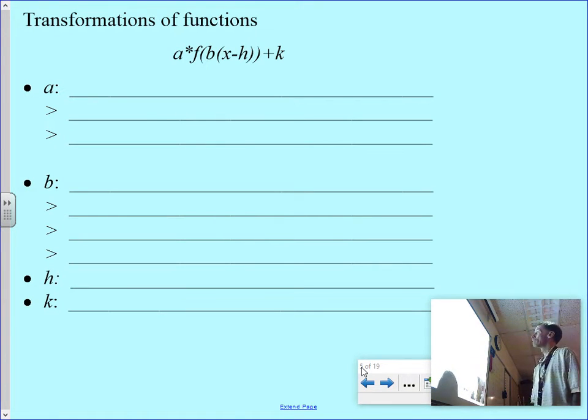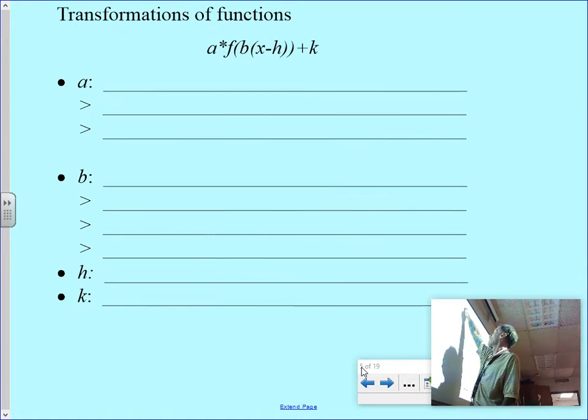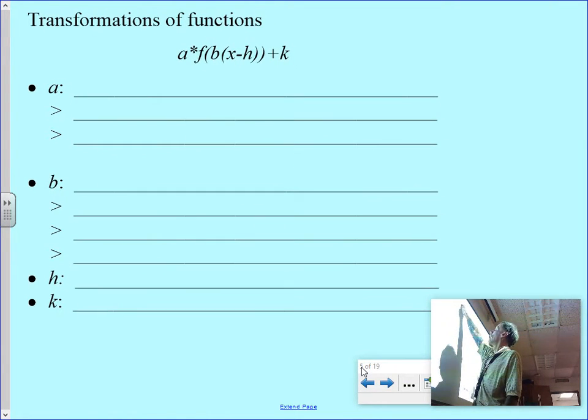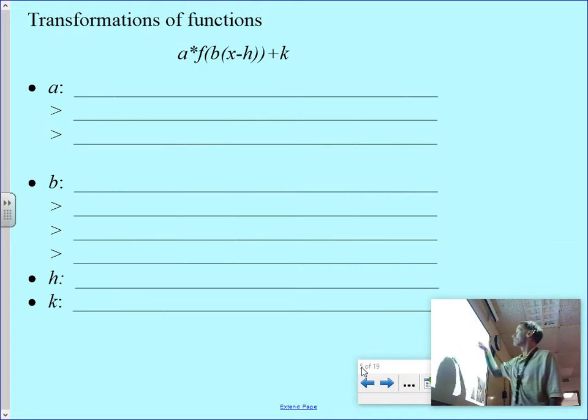So remember, your general form is this. It's a times f of b of x minus h, plus k. I will say, depending on the textbook and your teacher, they may use c and d for h and k, but it's the same value. So I tend to use h and k for these.